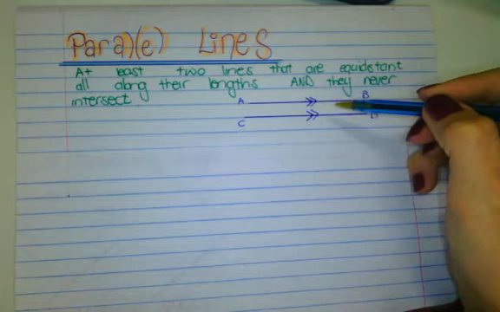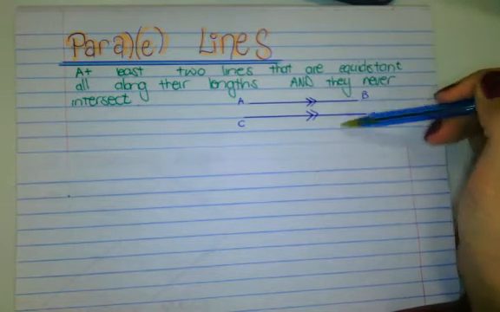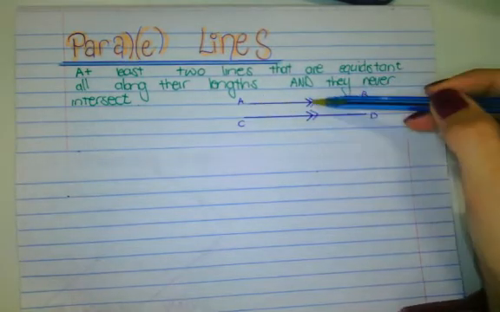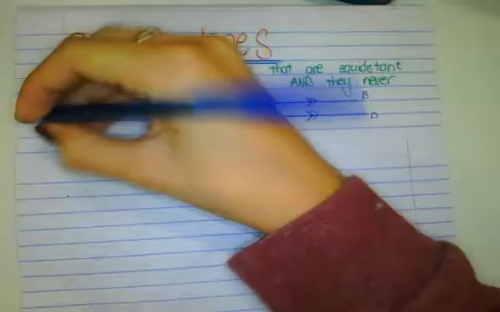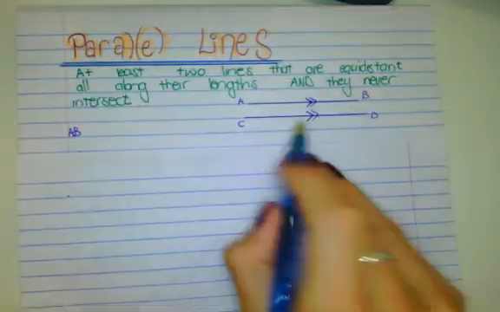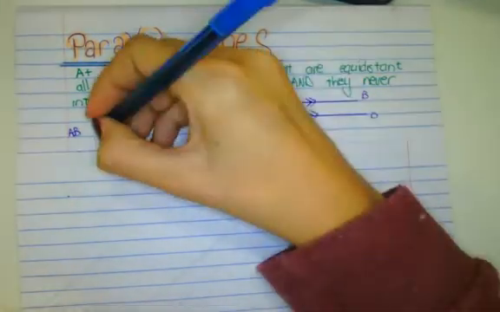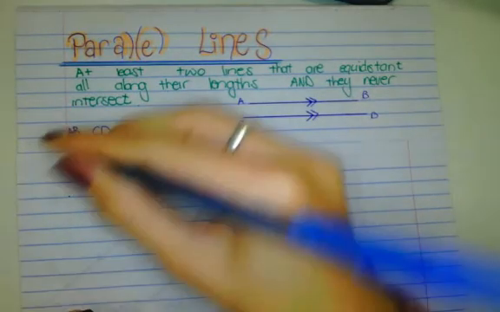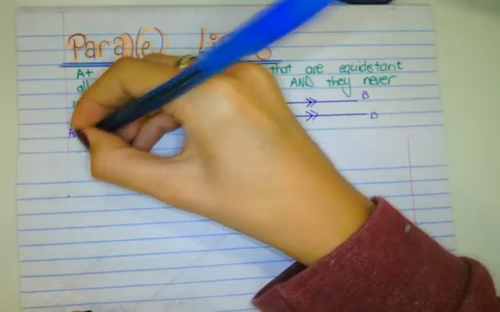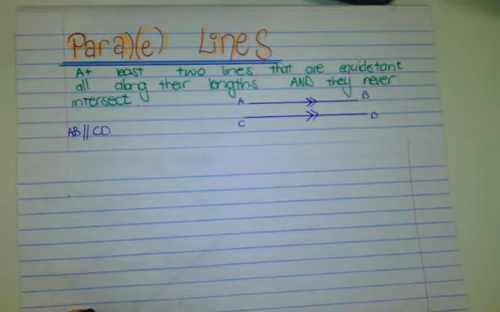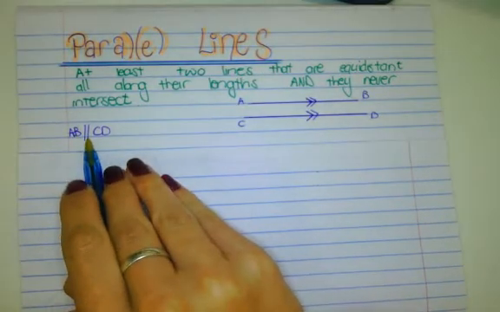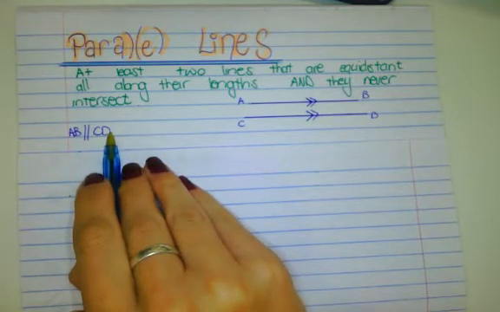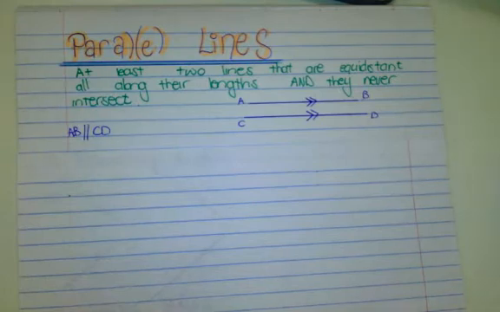Now, if in your writing you want to write that these 2 lines are parallel, you would write the names of the lines. So this is line AB, and this is line CD. We would show that AB is parallel to CD by using 2 small parallel lines between them. So AB is parallel to CD. That's what this means. That's how we indicate parallel lines.